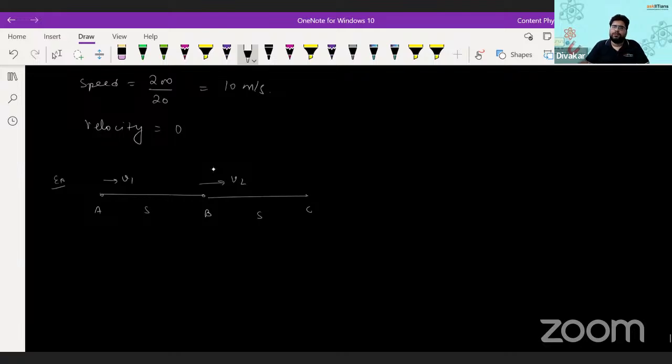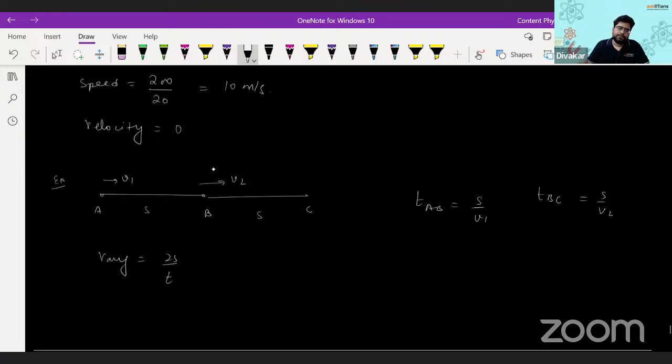Now, if I ask you what the average velocity is for this journey, the concept is really simple. You will say average velocity can be written as total displacement by total time. Total time is not known to you, but you know the velocities and the distances. So time taken from A to B is distance by speed, so I can write S by V1. Similarly, time taken from B to C is S by V2. If I substitute those two values, writing 2S divided by T_AB plus T_BC, you will get the result as 2V1V2 divided by V1 plus V2. You can verify it yourself. It's a simple result. I'm not saying you cannot start from scratch and derive these results, but if you remember this, your calculation becomes fast.